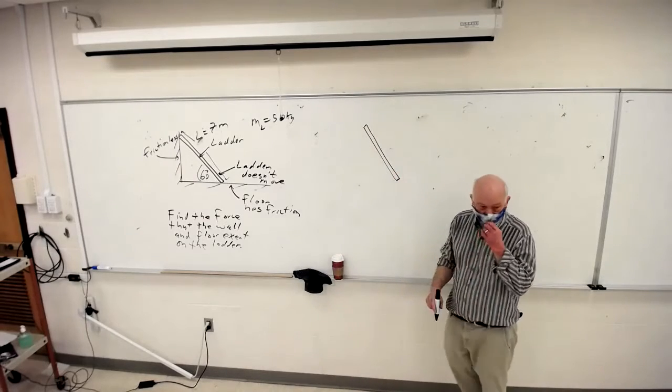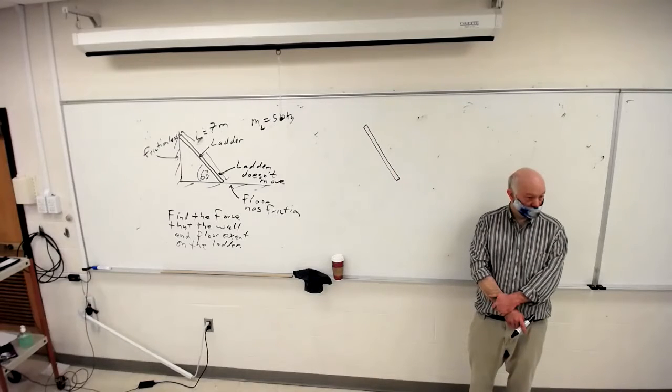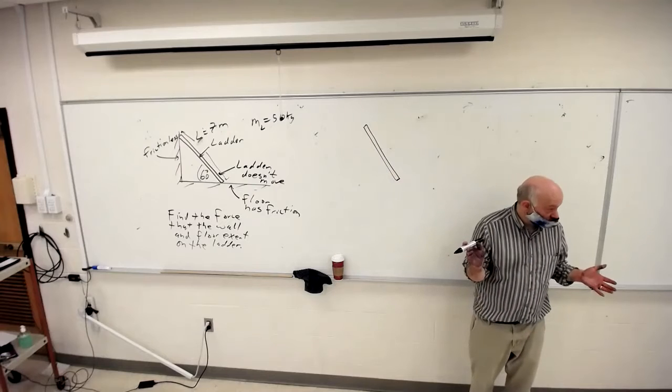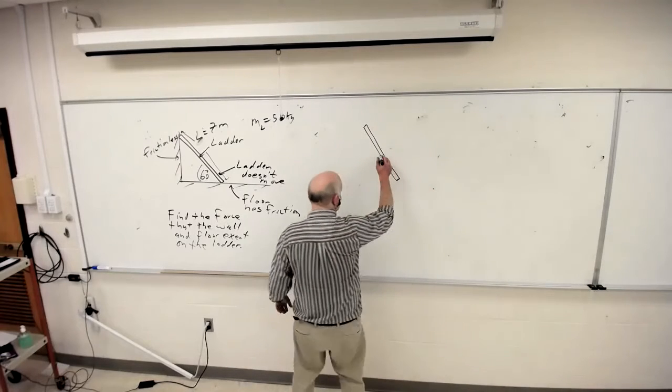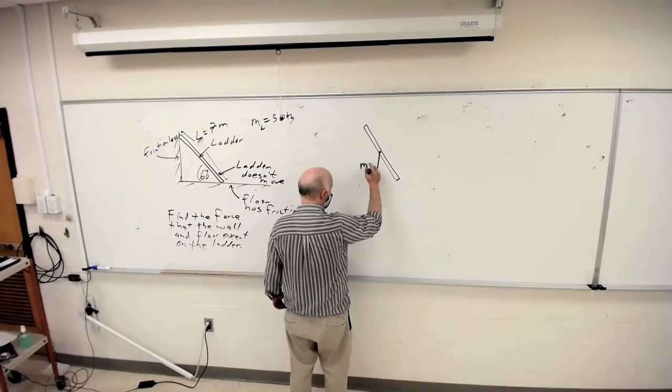What are all the forces acting on the ladder? There's the mass of the ladder going down through the center of mass. We're showing a uniform ladder, so you're going to have the weight acting right at the very center this time. That'd be the mass of the ladder, I'll just call it M g.